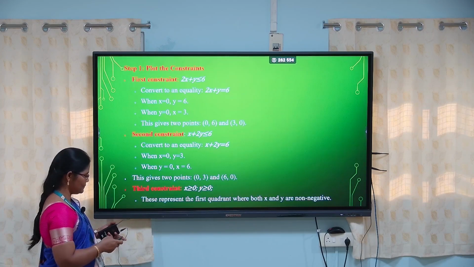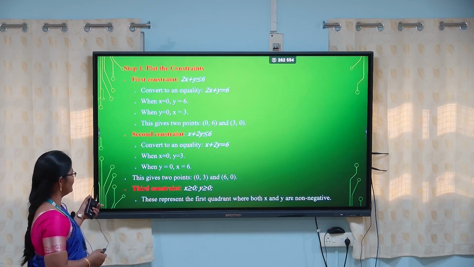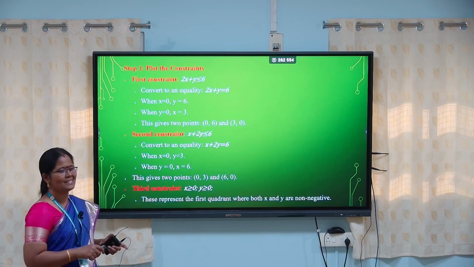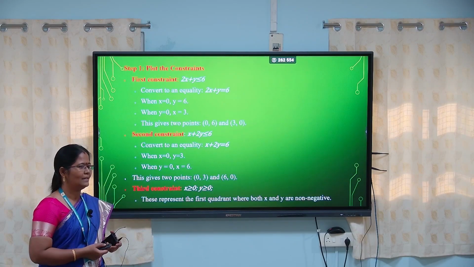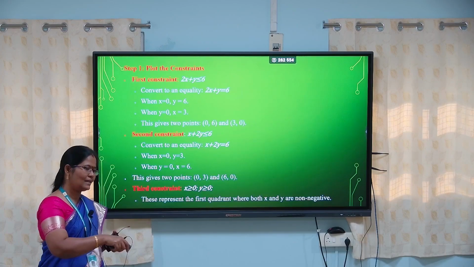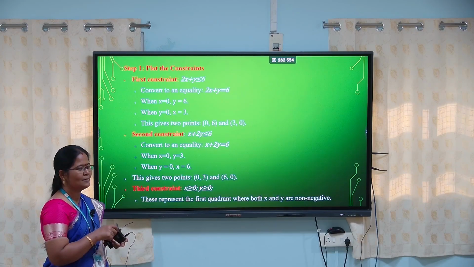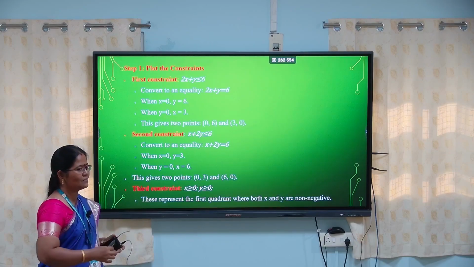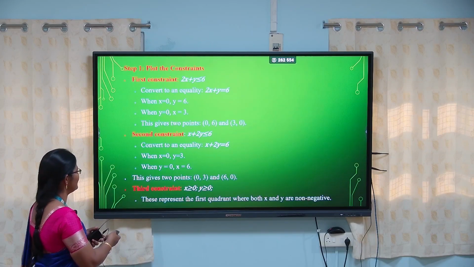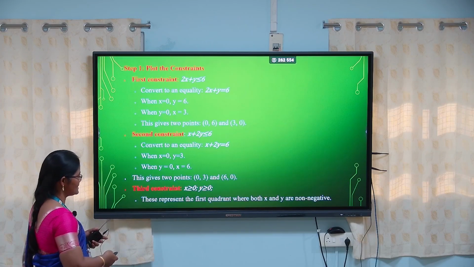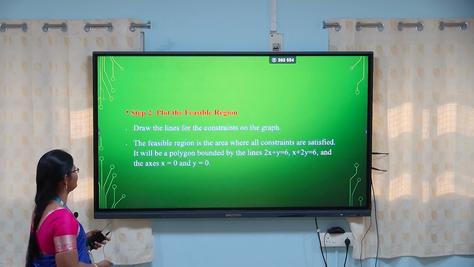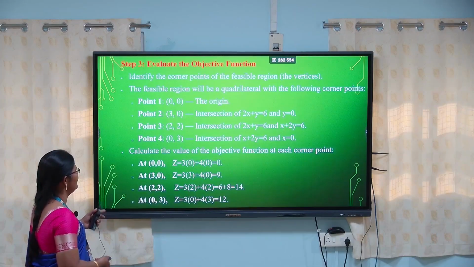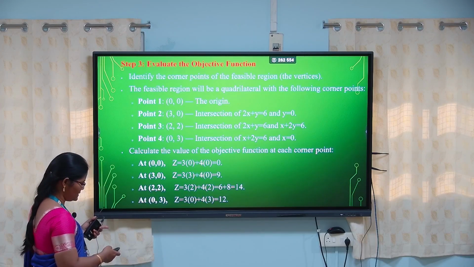and (6, 0). And the third constraint is x greater than or equal to 0, y greater than or equal to 0. These are the non-negative restrictions, which means the entire solution lies in the first quadrant only, right? These represent the first quadrant where x and y are non-negative. Plot the feasible region and then mark these points.